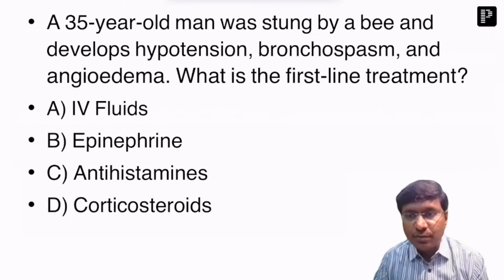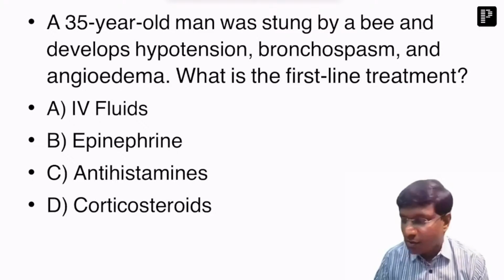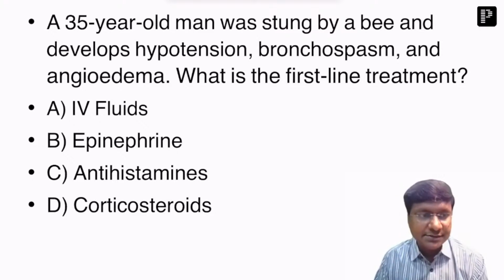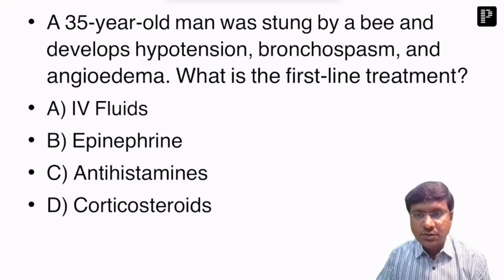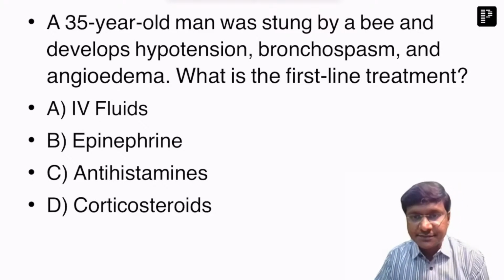A 35-year-old man was stung by a bee and develops hypotension, bronchospasm, and angioedema. What is the first line treatment in this patient?